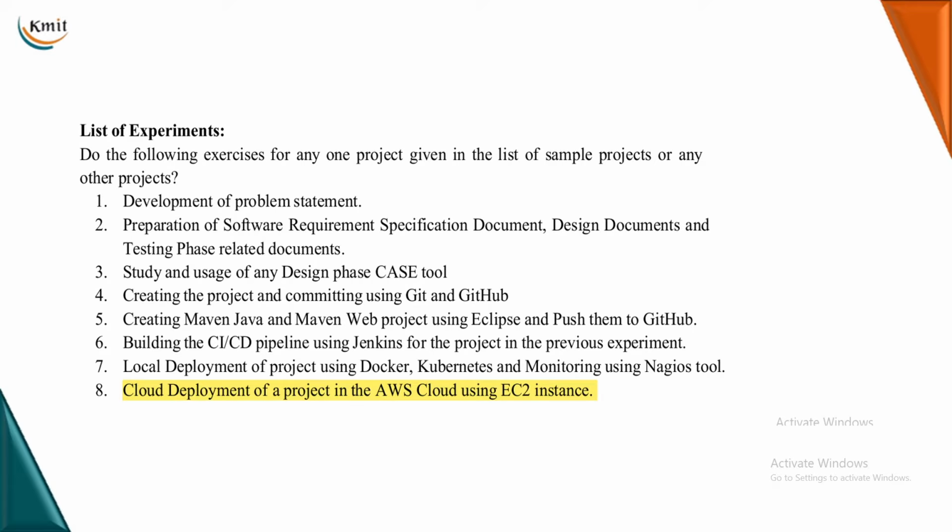In today's session, we shall be continuing with the second exercise related to experiment number 8, in which we will be deploying the Maven web project that we have created in Eclipse and pushed into GitHub. If you remember, we created a Maven web project, deployed it into Tomcat, and then pushed it into GitHub. So we're going to take that same project and deploy it on AWS using an EC2 instance. We'll take help of Docker here.